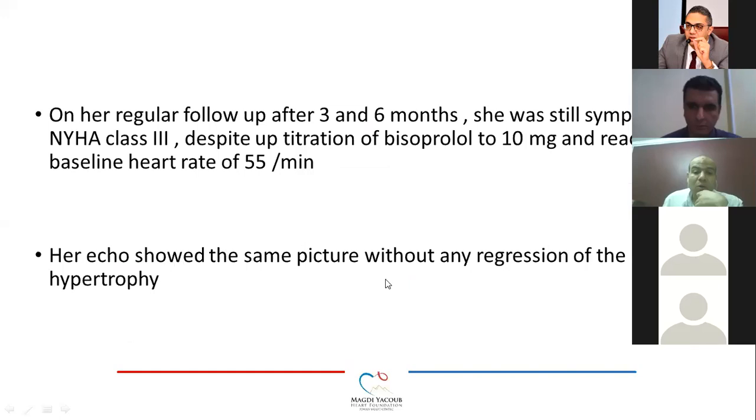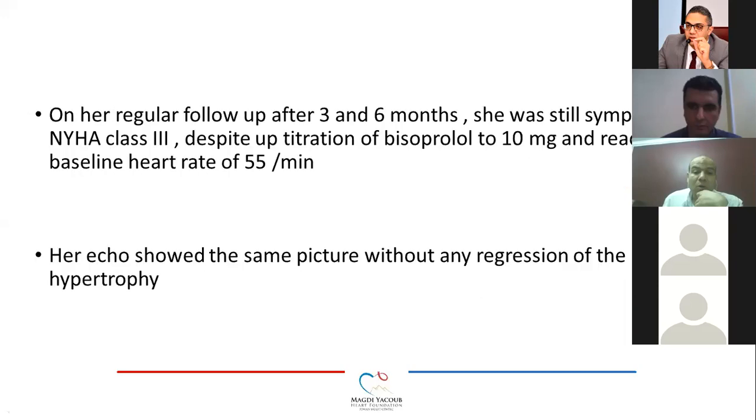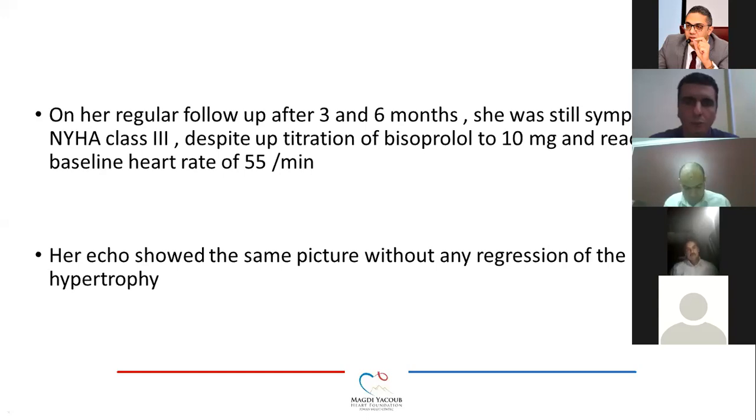Mohammed, before going to the next step, what is the next? I'd like to hear the comment, and I'd like to add a comment from Dr. Ahmed Shahata that in a young patient with a gradient more than 75 millimeters of mercury, and as in this case with low surgical risk, you can consider septal reduction even without symptoms. So what do you think, Dr. Karim? Okay, I will give a comment, then I will try to answer Dr. Ahmed Shahata's question.